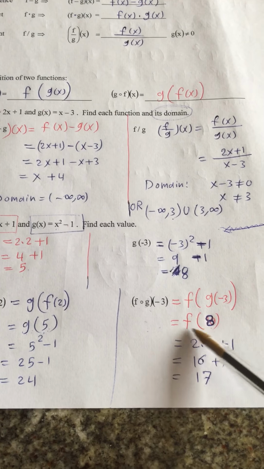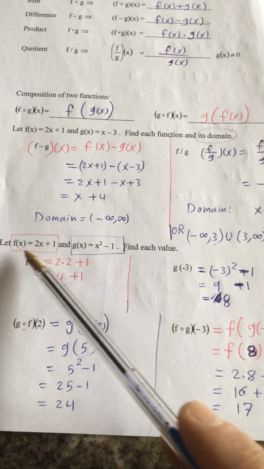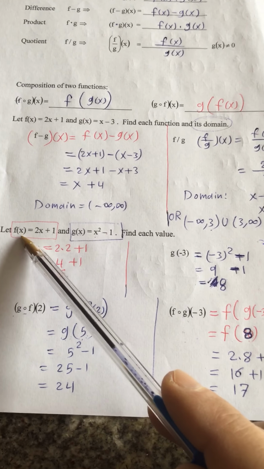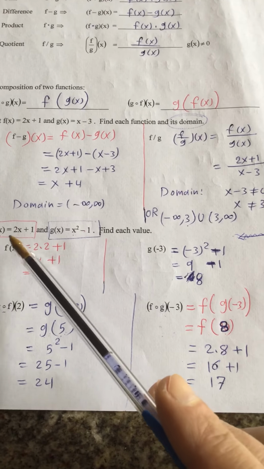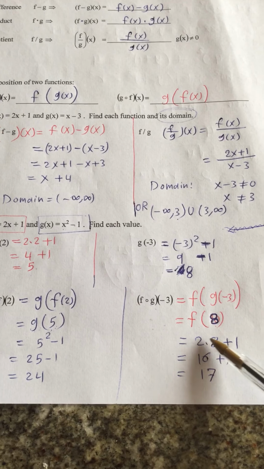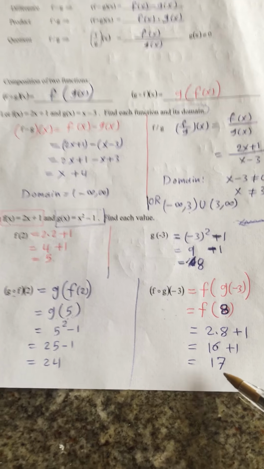To find f of 8, look at the function f of x. So if x equals 8, just substitute 8 for each x. So we get 2 times 8 plus 1. 2 times 8 is 16, plus 1 equals 17.